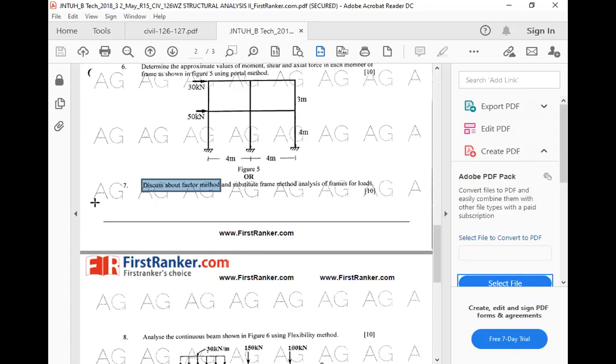Disadvantages: this is a lengthy process. Step one, we have to calculate the girder factor. G is equal to the girder factor, G is equal to sigma Kg, girder stiffness, divided by total stiffness, sigma Kc divided by sigma K.